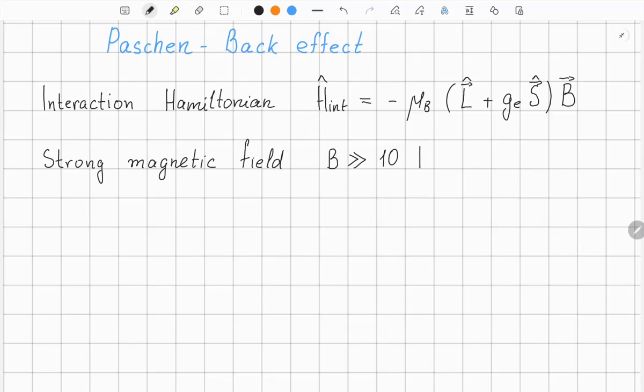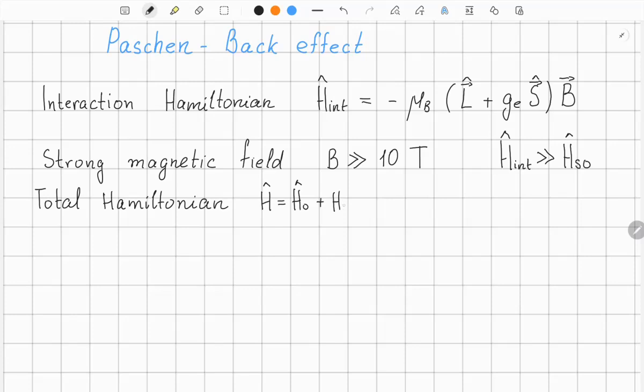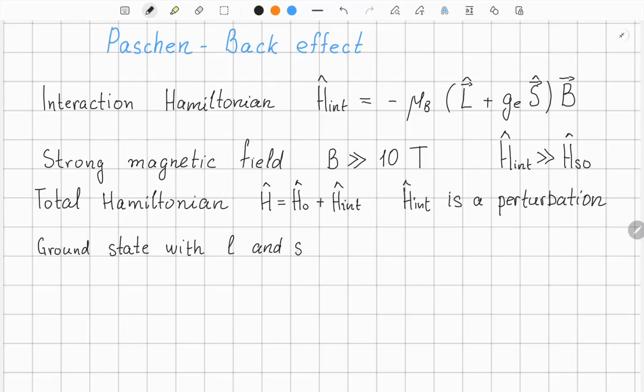Under this condition, the spin-orbit term can be neglected, and the total Hamiltonian can be approximated as a sum of H0 and H interaction. Nevertheless, H interaction is still much smaller than H0 and is treated as a perturbation. Let us examine what effect this perturbation has on the ground state, characterized by the orbital quantum number L and the spin quantum number S.